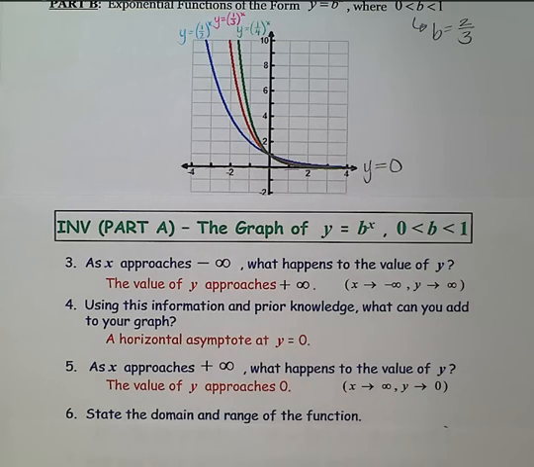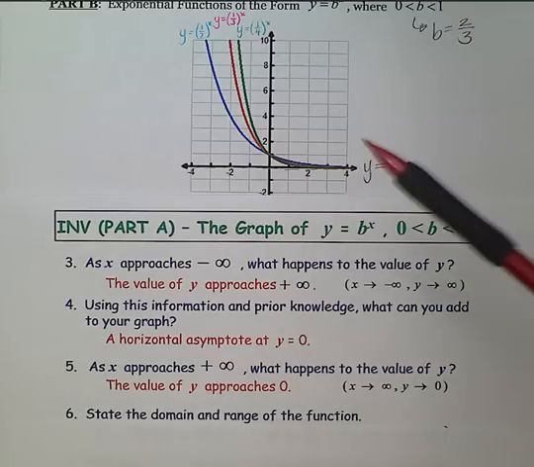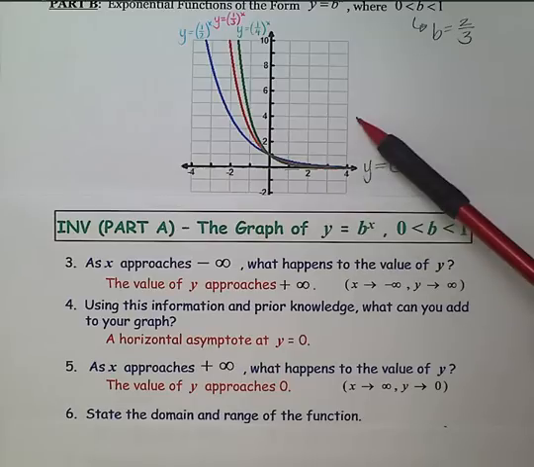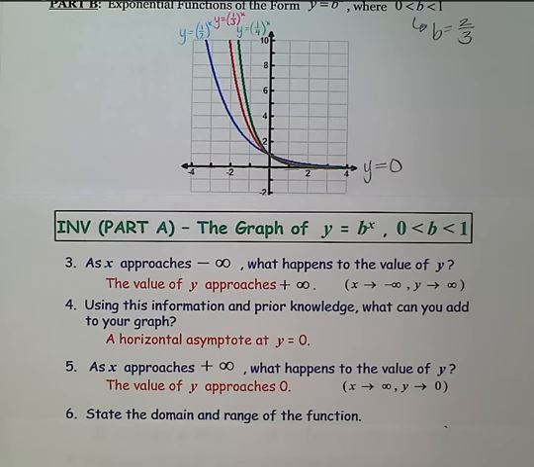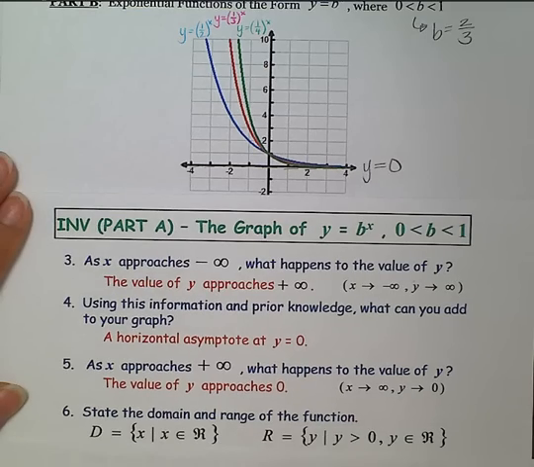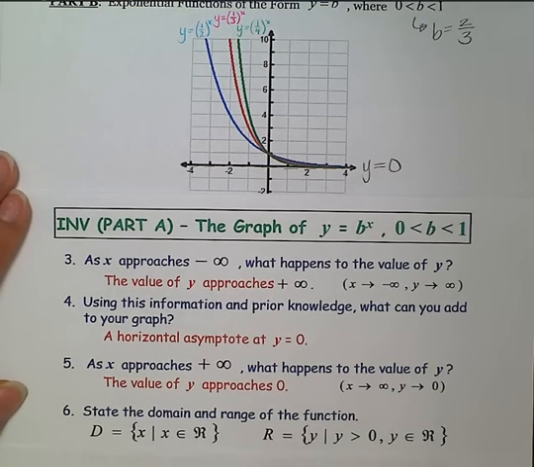In terms of the range, what's happening is that the function is actually only valid for values of y that are greater than 0. So again, all the values of the function are positive numbers only, so values of the function that are greater than 0. And so the domain and range is the same as what we saw previously.